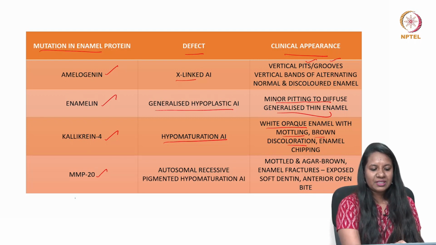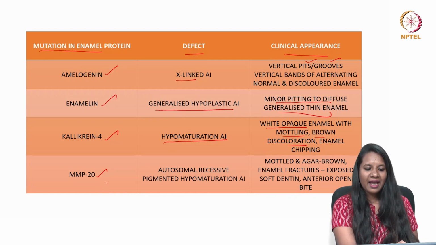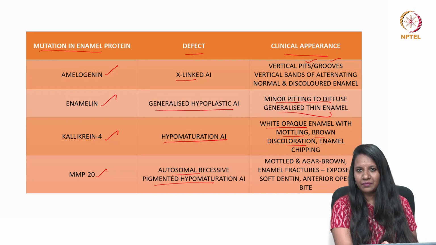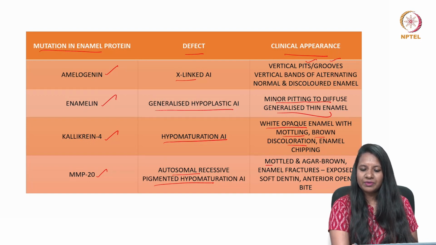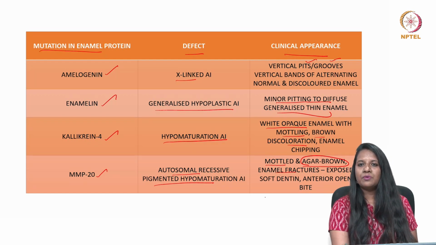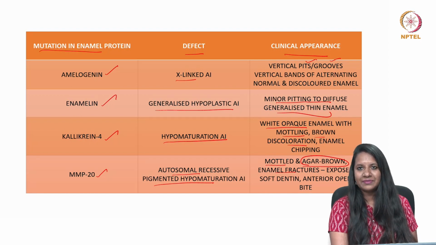Moving to MMP20, that is matrix metalloprotease 20, which also helps in the formation of enamel, and a defect in this leads to autosomal recessive pigmented hypomaturation amelogenesis imperfecta. So, it will be mottled and characteristically have an agar brown appearance. The enamel fractures, exposing the soft dentin. So, there will be higher chances of sensitivity, and one unique feature is that these patients will have anterior open bite.